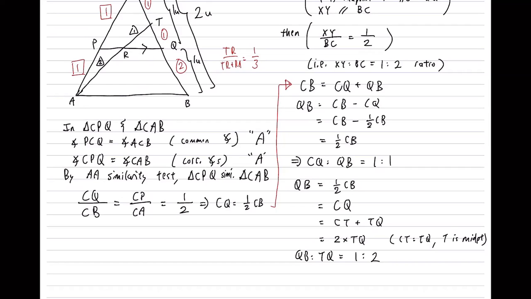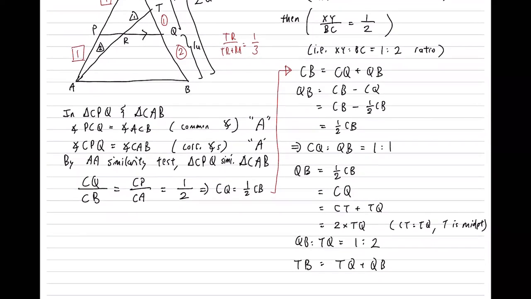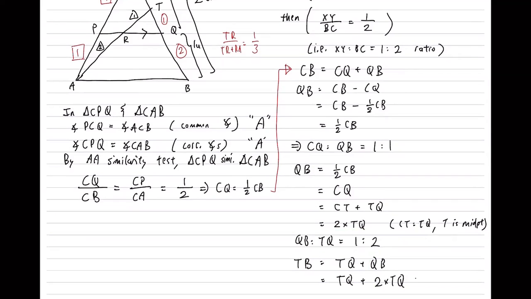But wait, what do we know about TB? TB is just made up of TQ plus QB. So it's just 1 unit plus 2 units, right? But if you want to write it up a bit more formally, you can rewrite it as TQ plus QB being 2 times of TQ. Where did I get this QB equals 2 times TQ from? From here. Okay, so that means we have TQ plus 2 times of TQ, which is 3 times of TQ. Right? TB equals 3 times of TQ. With that, we write down TB equals 3 times TQ.